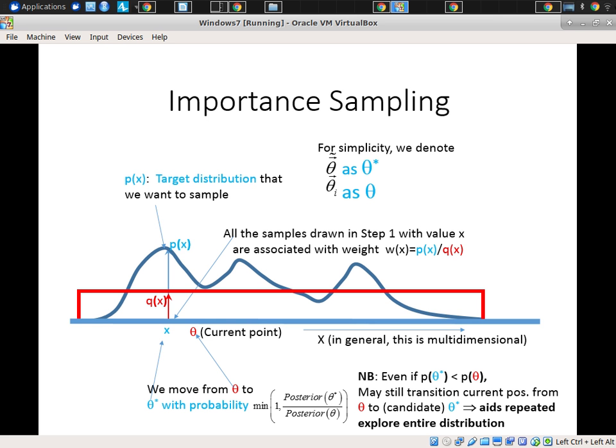Every sample, as long as you can, I'm not saying you can sample from P of X directly easily. What I'm saying is, if you give me a sample of any value, I can tell what P of X is for that. I can say, what value does that hold? So each sample is labeled by P of X over Q of X as its weight, and then I just draw from them according to weights. Eeny, meeny, miny, moe. Right?